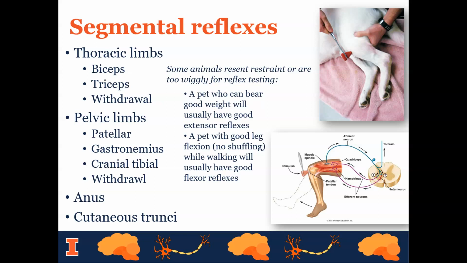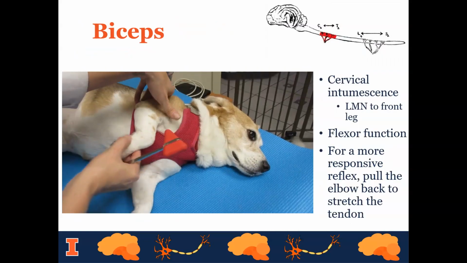If they have poor extensor tone, they're going to have a lot of trouble bearing weight and might collapse down into the stepping part of the gait. If they have trouble with flexor function, they're going to have trouble picking up the leg in the swing phase of the gait and might look like they're shuffling and not taking normal steps. So when I think about front legs and back legs, I'm breaking things up into flexor reflexes like the biceps and withdrawal, or the gastroc and cranial tibial and withdrawal, or extensor function like the triceps and the patellar. Then we always remember just to check the anus and the cutaneous trunci reflexes as well.